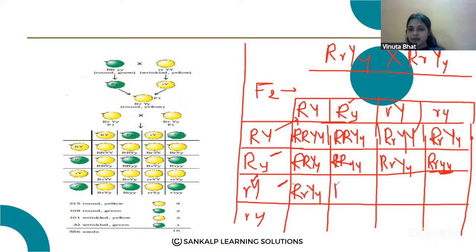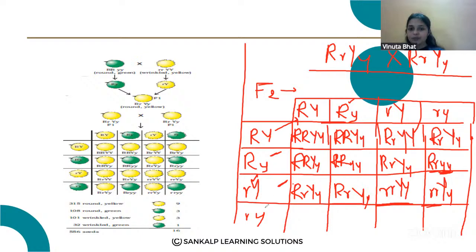Next one, capital R, small r, capital Y, small y. This is also round yellow seeds. Then small r, here also small r, here also small r. Then capital Y, capital Y. This is wrinkled yellow seeds. Okay, because check this wrinkled yellow seed. And last one, sorry, RR, capital Y, small y. This is also wrinkled yellow seeds. So this one is also wrinkled yellow seed.